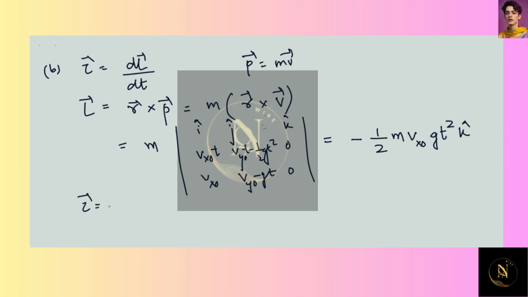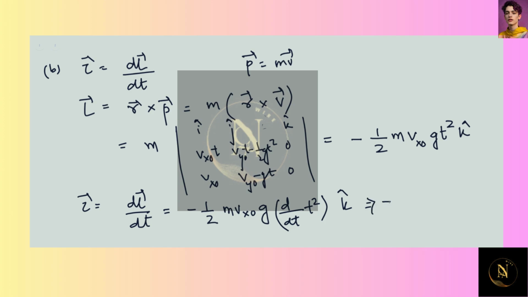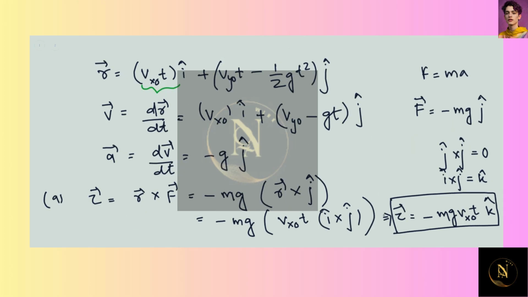Now we can find the torque by differentiating L. Except t, the other values are constants, so they can be taken out of the differentiation. So now we can differentiate and we get torque to be equal to negative mass times Vx naught g t k cap. And as expected, this is the same as what we got over here in the first part.